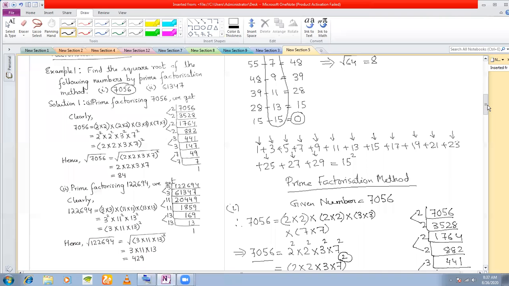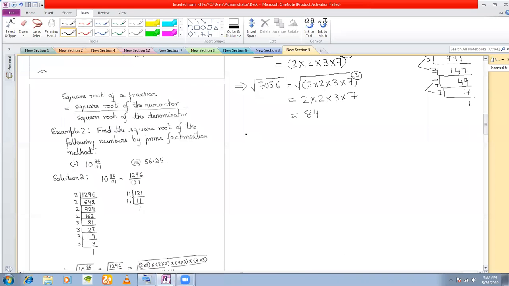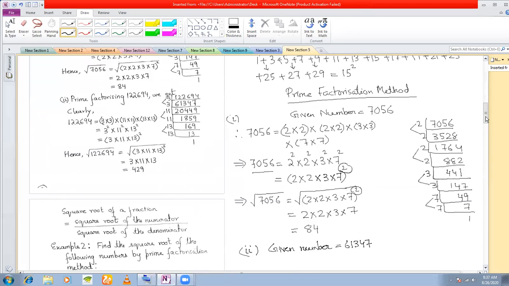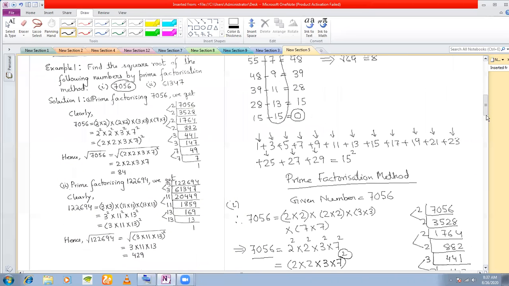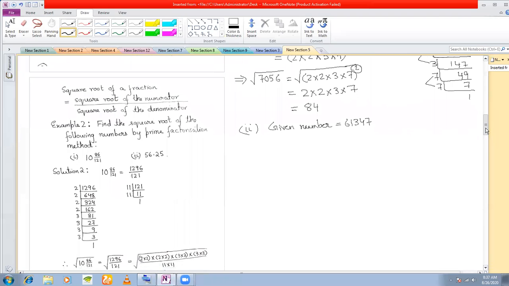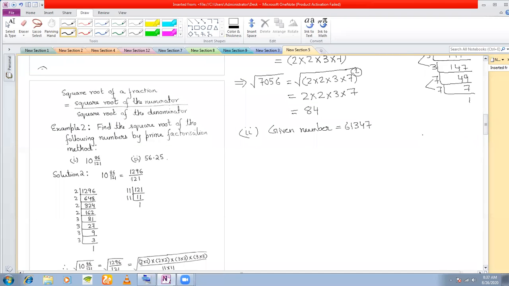We take the next number, 61347. You want to find out the square root of 61347. In order to find out the square root of this, we first prime factorize 61347. So this number has to be divisible by 3.